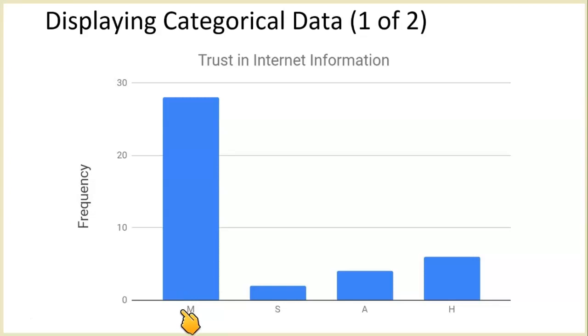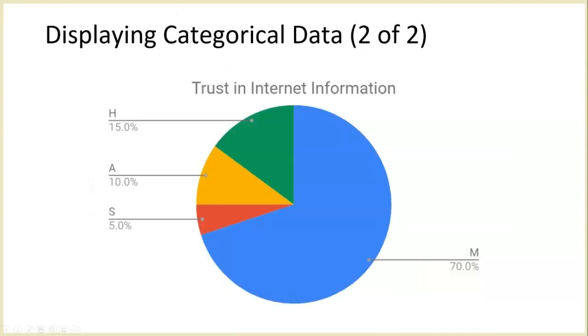Now, one thing we would want to have is probably what M, S, A, and H stand for, off to the side, but I've left that part out. This type of chart is only for categorical data. And we can tell it's non-overlapping, so none of the bars interact with each other, and the categories are separate. We can also do a pie chart, which shows us the percentages.